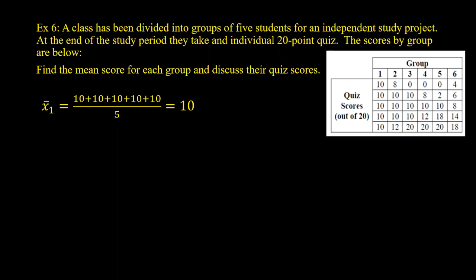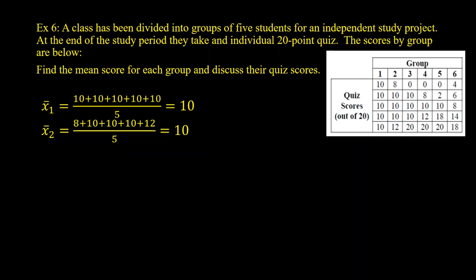X bar is our symbol for a mean, and we do the subscript 1 to tell us it was group 1. So for group 2, I'm going to do X bar sub 2, and then I'm going to add 8, 10, 10, 10, and 12 divided by 5, and I get 10 again, the same mean. Okay, so even though I have different data points, the mean can come out the same.